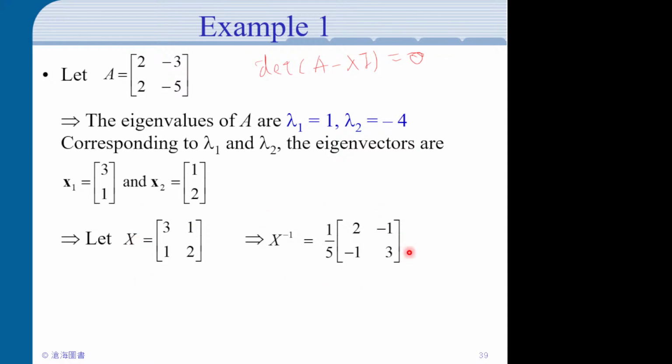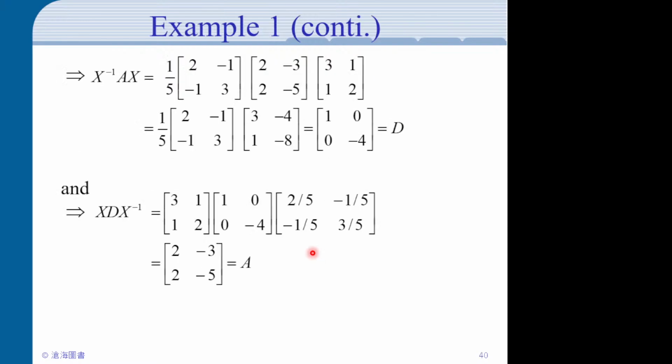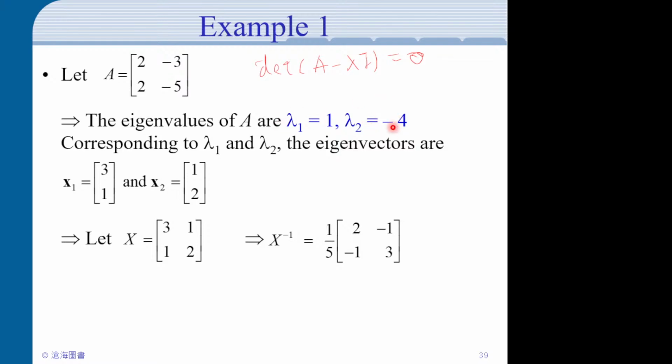And you also want to find X minus 1. So X is 3, 1, 1, 3, and X minus 1 is this. So X and X minus 1. Then finally you diagonalize A by computing X minus 1, A, X. And then we check that this is actually a diagonal matrix that has the eigenvalues on the diagonal. Okay. So eigenvalue 1 and eigenvalue minus 4.